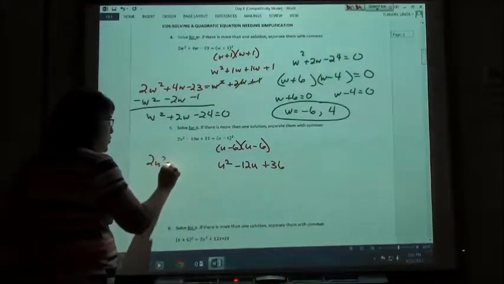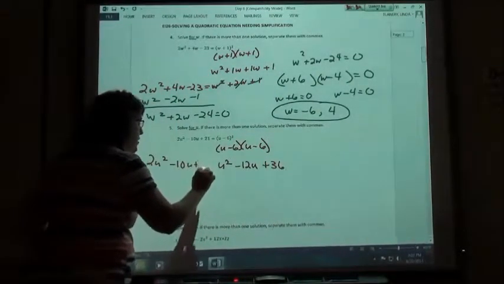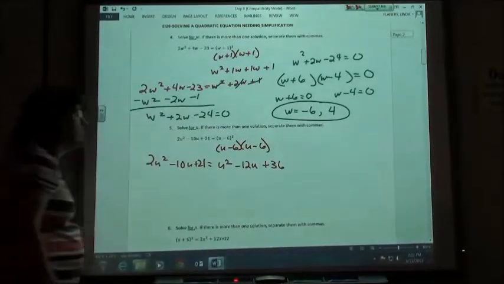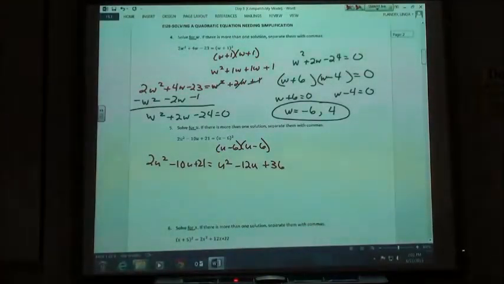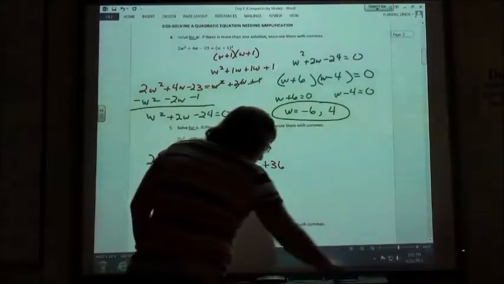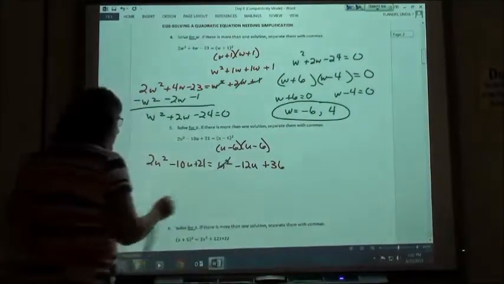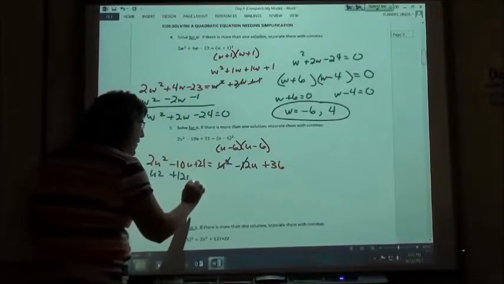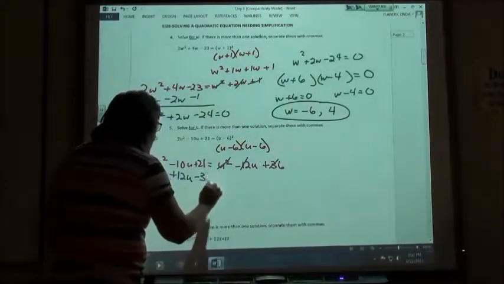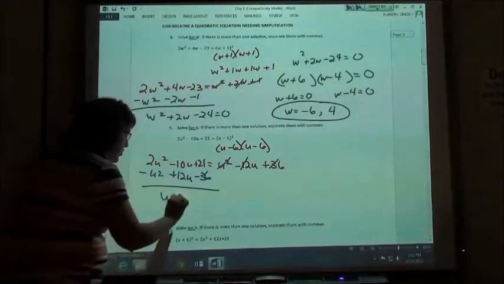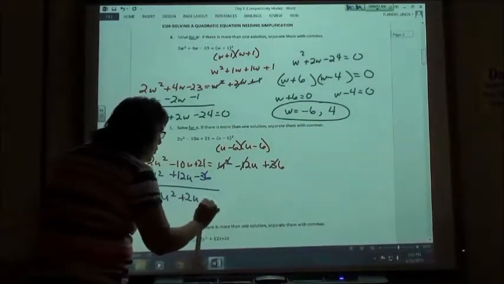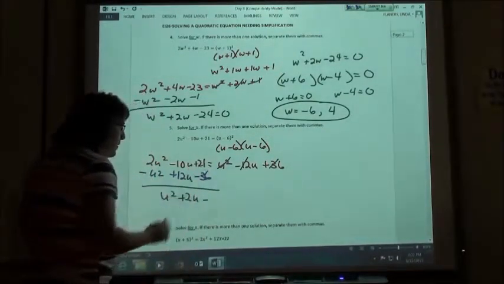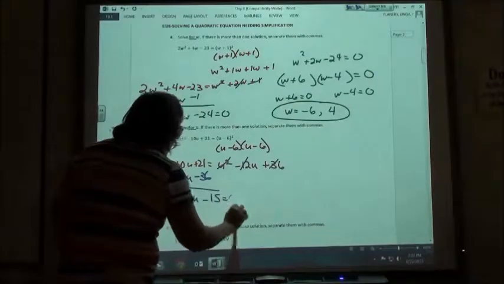So 2u squared minus 10u plus 21 equals u squared minus 12u plus 36. Again, we need to set that equal to 0. So we're going to minus our u squared, add our 12u, and subtract our 36. So u squared plus 2u minus 15 equals 0.